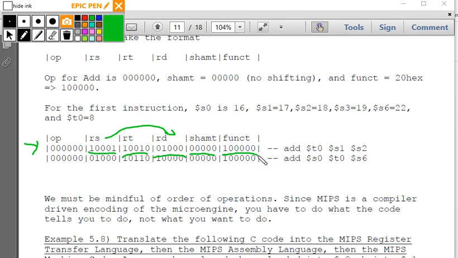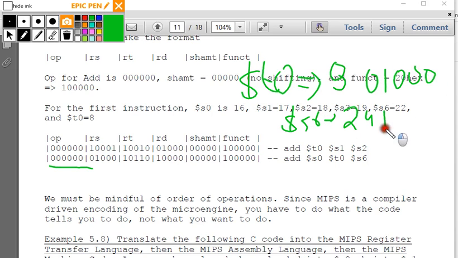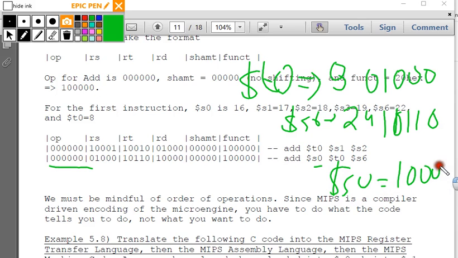Now, for the second instruction, again, it's an add, so it's 0, 0. Remember, we are adding T0, that's going to be 8, plus S6, so that's 16 plus 8, which is 24. So this becomes 0, 1, 0, 0, 0. This becomes plus 8, and plus 6 is 0, 1, 1, 0. And the destination register is S0, right? That's this guy. It's equal to 1, 0, 0, 0, 0.